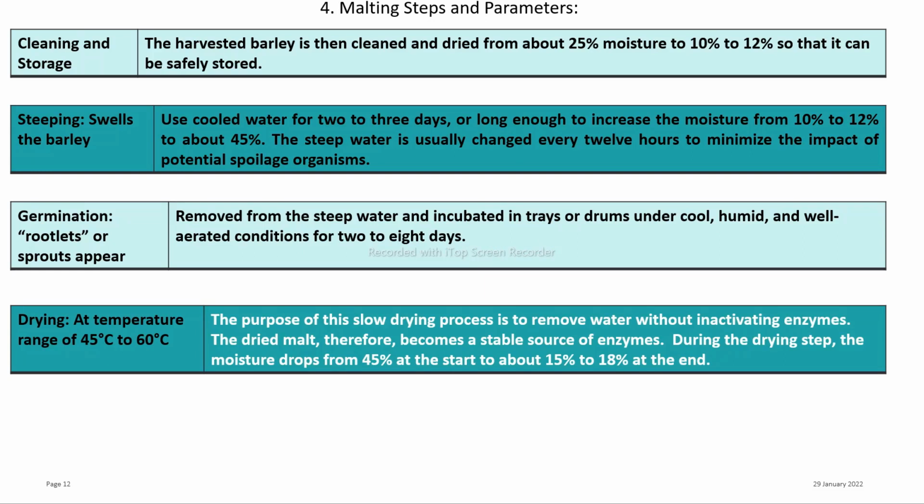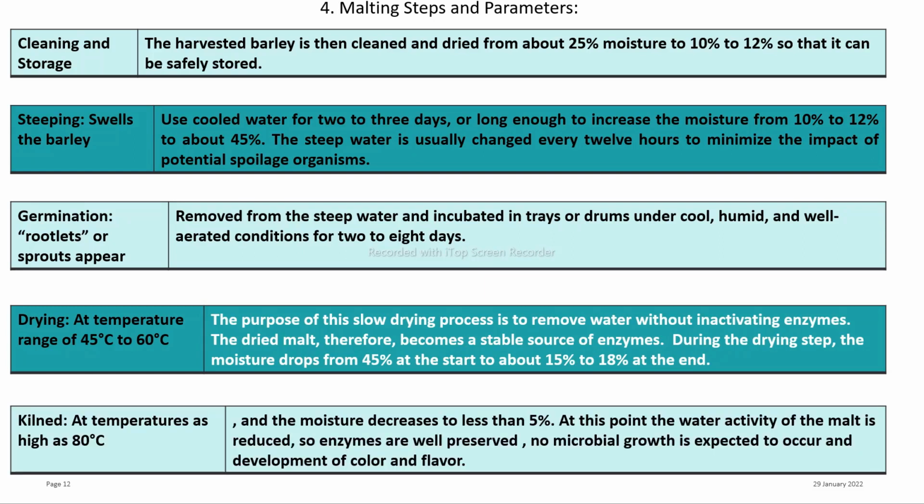After the germination process, next is the drying process, in which in the first pre-drying stage the moisture content is reduced to 15 to 18% using a temperature of 45 to 60 degrees Celsius. That means the temperature must be maintained in the range of 45 to 60 degrees Celsius. The internal enzymes present become active.